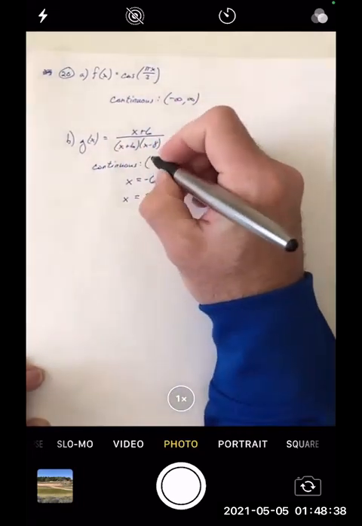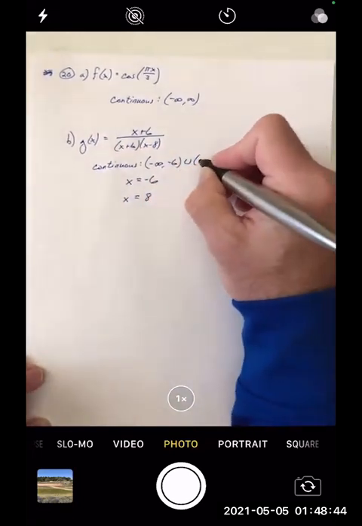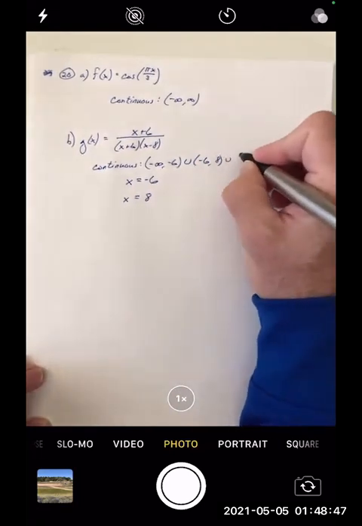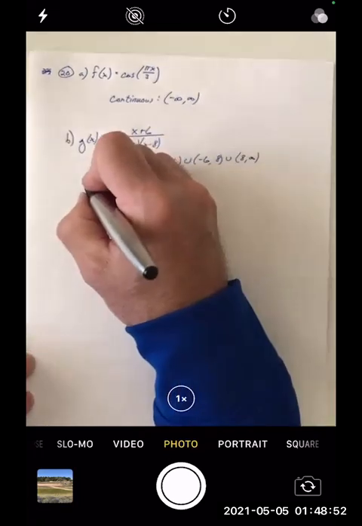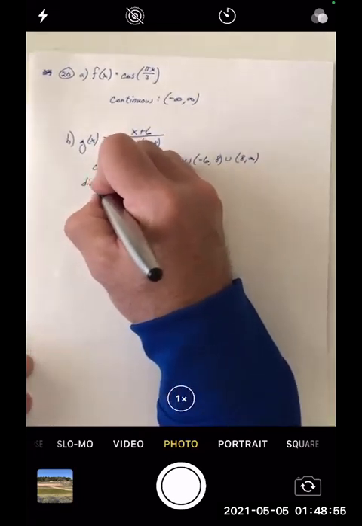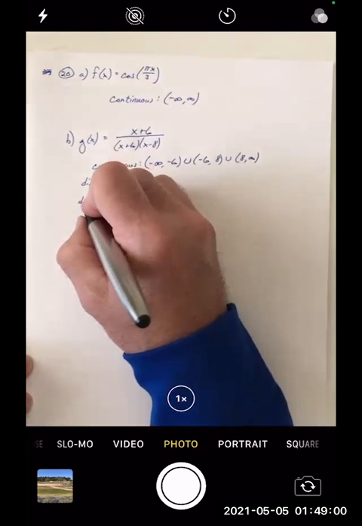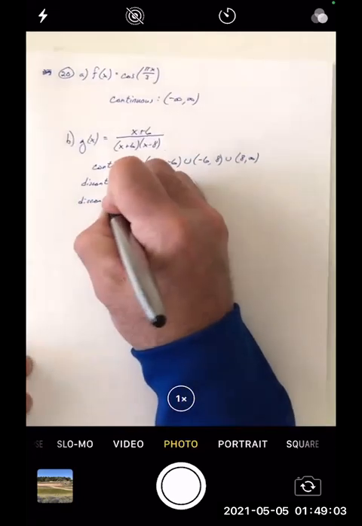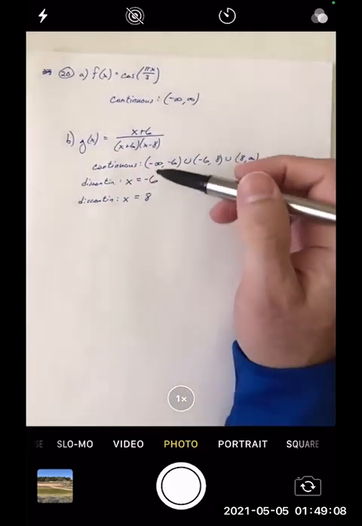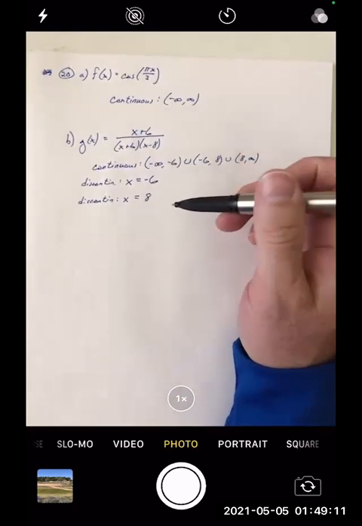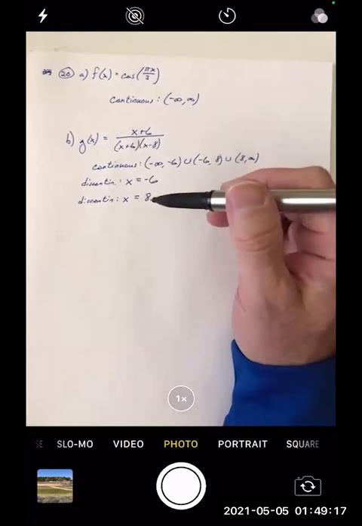So you've got to skip over the -6 and then skip over the 8. So that's where it's continuous. And then you have a discontinuity at the -6 and the 8. But you've got to classify them. So they're either going to be removable or non-removable. So if you have no idea what it is, you have a 50-50 chance of getting that part right.